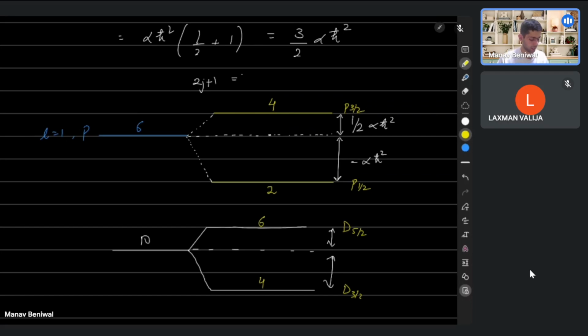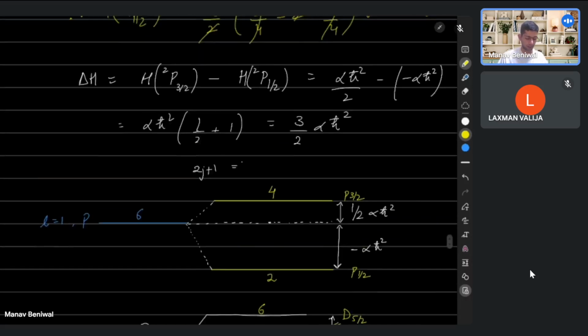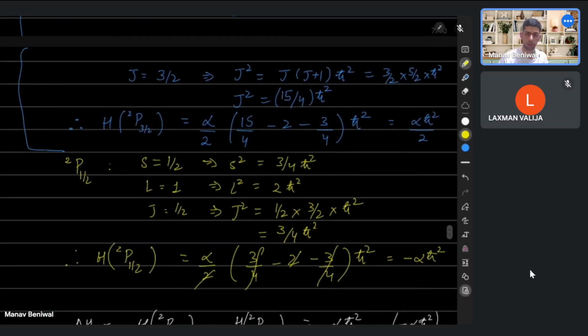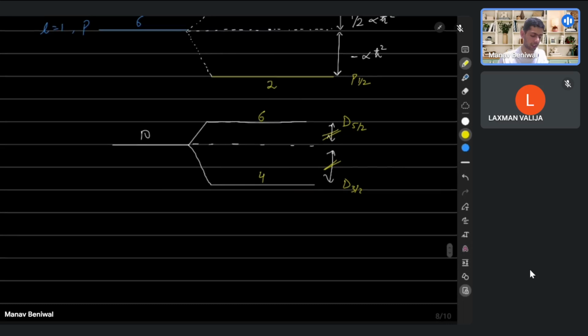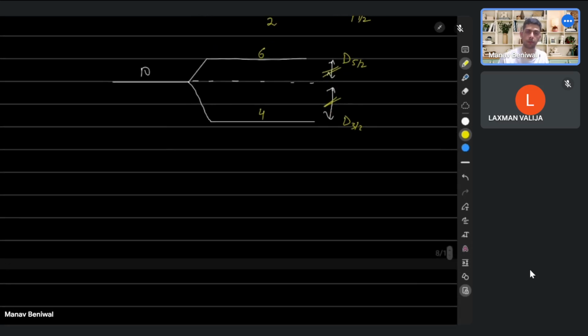Okay, so these energies we can just calculate using the same logic. Instead of L as 1, we will have L as 2, and instead of J as 1/2, we will have J as 3/2 and 5/2. Everything else remains the same. So one can try on their own and find out the values: what is the ratio of this splitting, and what is the value of this splitting in terms of spin orbit strength alpha.